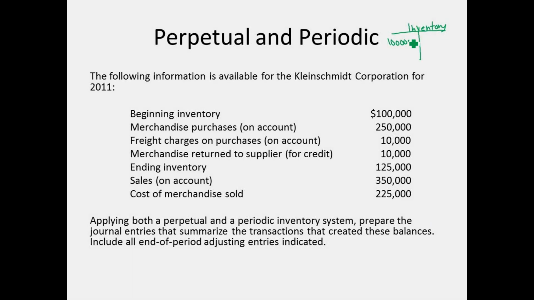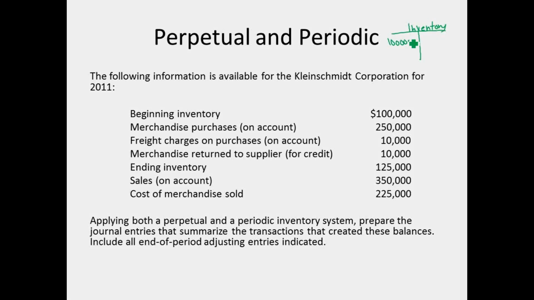The ending inventory on hand is $125,000. They sold $350,000 over the year, and cost of goods sold is $225. Now, this is a number you wouldn't necessarily know if the company was using a periodic system. It's because the company is using a perpetual system versus a periodic system that we are given this number. So let's start with the easy case, which is a perpetual system.